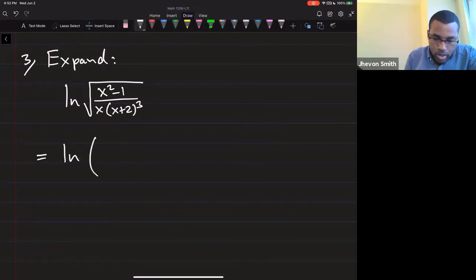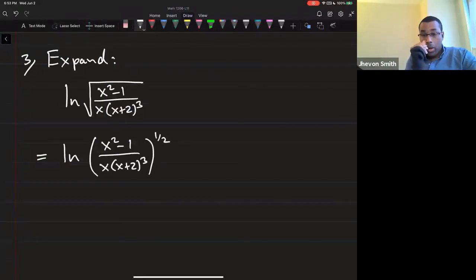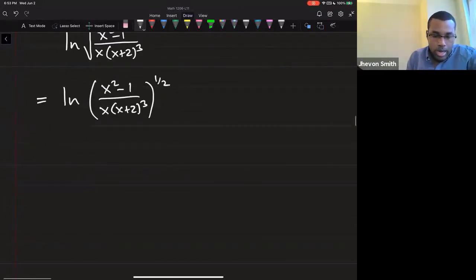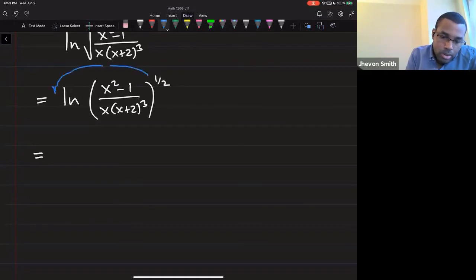What I would probably do here is write that as a power. Why? Because I have a rule that tells me how to deal with powers. It fits in my template. I didn't give you a template where there was a radical sign in it. So because of that reason, I'm going to rewrite the radical sign as a power. Now, what you can do with that is bring that power down.